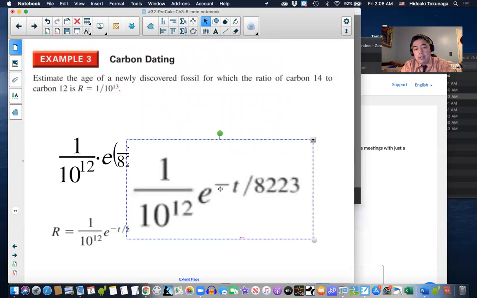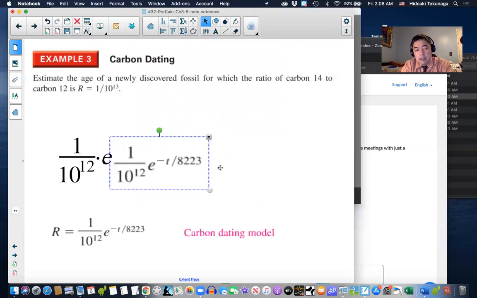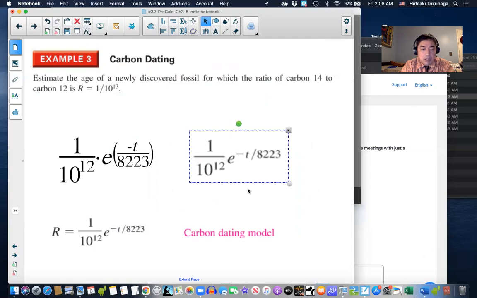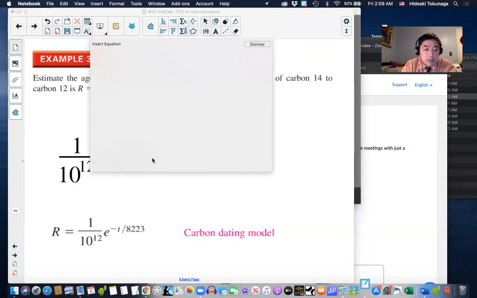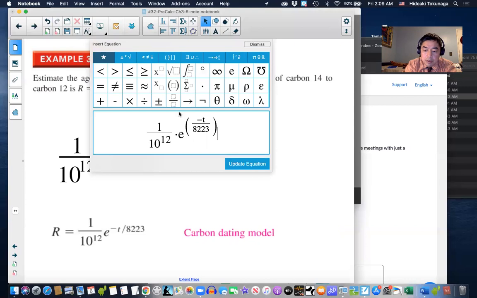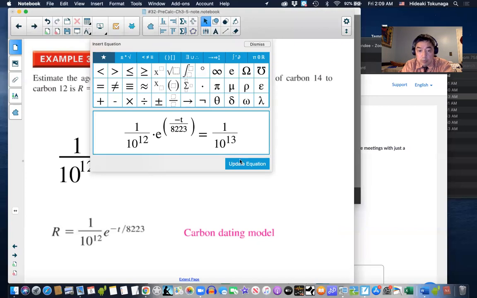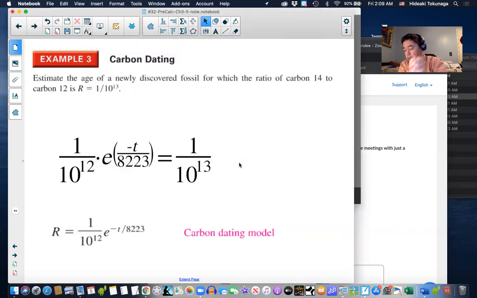Okay. And you can put the equal sign. Oh, I'm sorry, I should have copied this one at the beginning. I can type this one then. So equal to 1/10 to the 13th power. Okay, so this is the first equation you have to come up with.